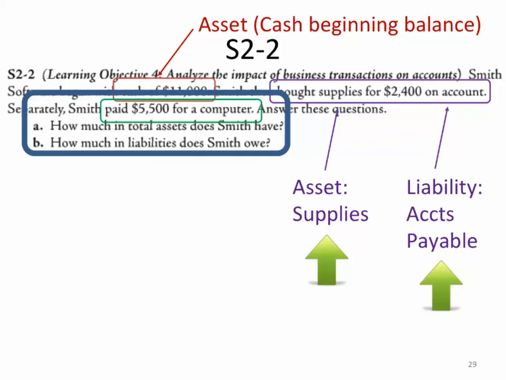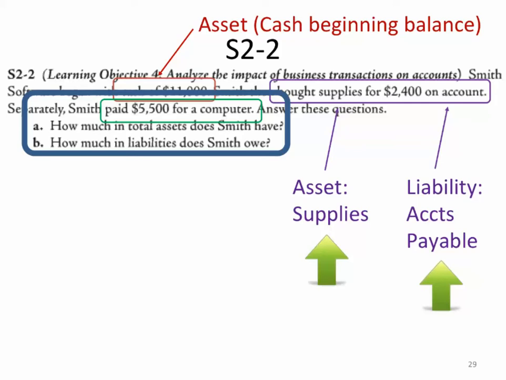Okay, so another statement. Separately, Smith paid $5,500 for a computer. Now, when it says paid, that means that's a cash transaction. So what kind of account is cash? Asset, yes. And is that asset increasing or decreasing? Decreasing, because we're paying it out.